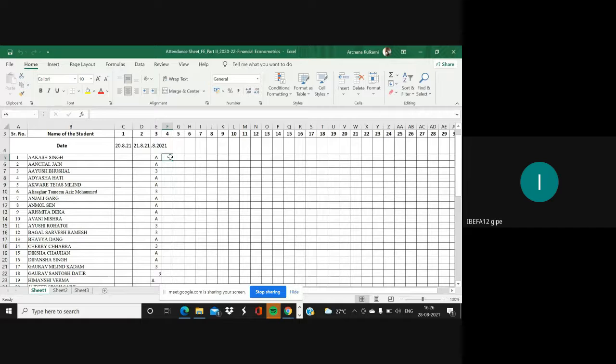Then Akash Singh, Achal, Ayush, present, ma'am. Adyasha, Tejas, Ali Asgar, present, ma'am. You can call me Ali, ma'am. It's okay. Ma'am, I'm present, you've marked me absent. Anjali, Anmol, Arismita, Avni, Ayushi, Sarvesh, sorry. Sarvesh, ma'am, present. It's a little confusing.